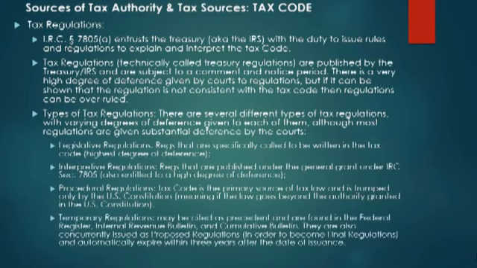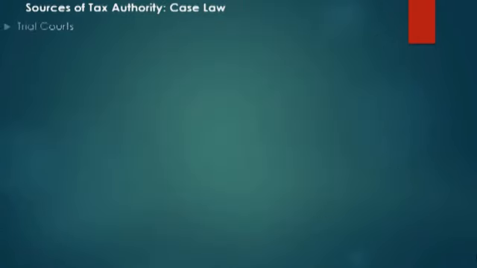Temporary regs may be cited as precedent and are found in the Federal Register, Internal Revenue Bulletin, and Cumulative Bulletin, and they're also concurrently issued as proposed regulations in order to become final regs, and they automatically expire within 3 years after the date of issuance if they do not become a final reg.